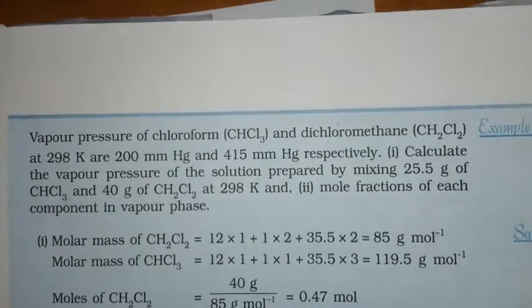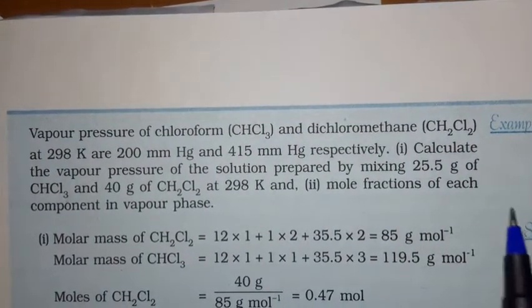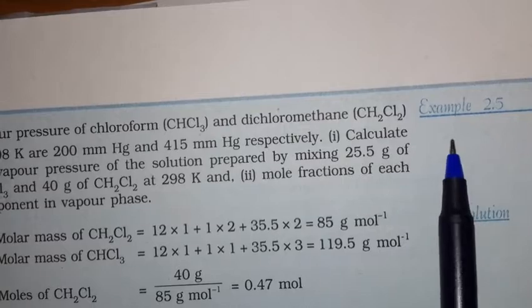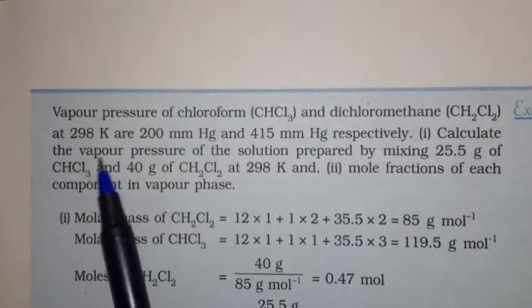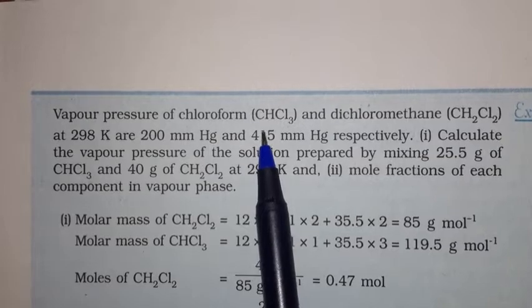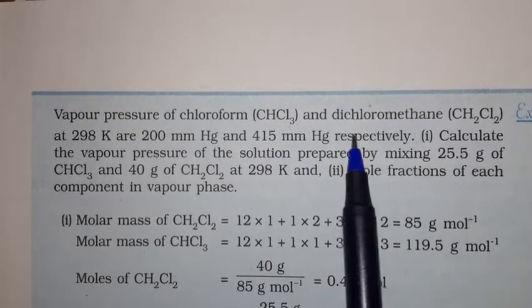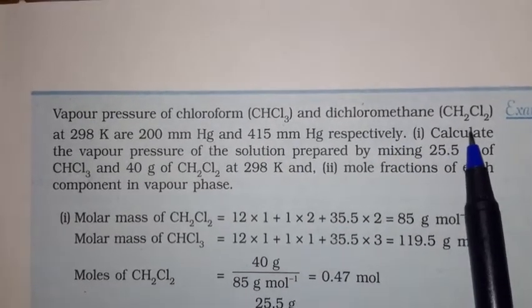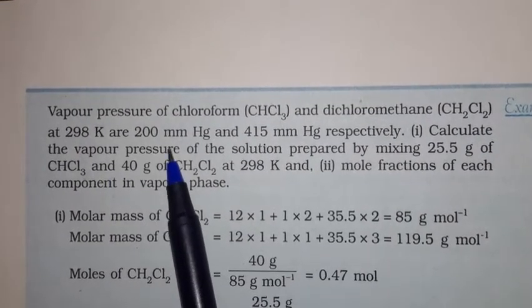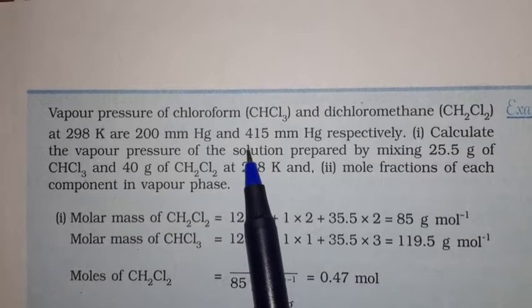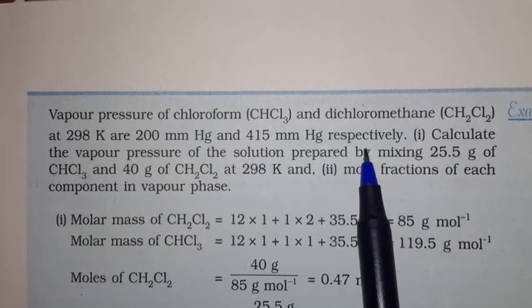Hello student, in the last video we discussed Raoult's law. Now let us see the in-text question of example 2.5. What is the question they have given? The vapor pressure of chloroform, CHCl3, and dichloromethane, CH2Cl2, at 298 Kelvin are 200 mm of Hg and 415 mm of Hg respectively.